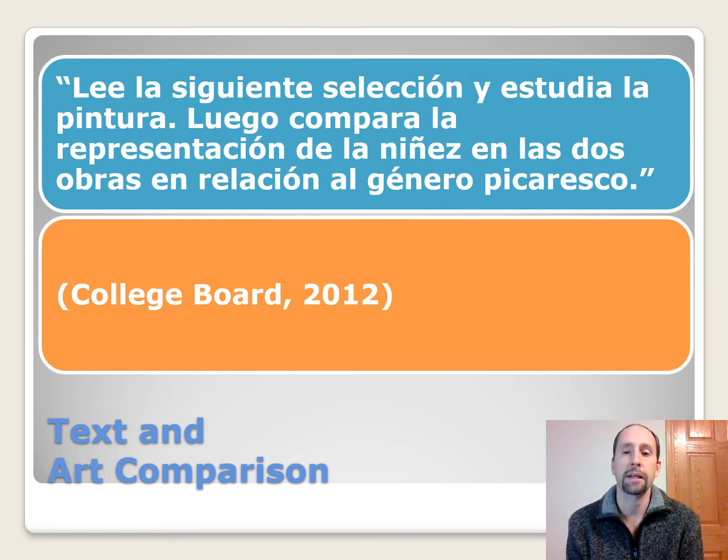All right, so let's take a look here. Lee la siguiente selección y estudia la pintura. Luego compara la representación de la niñez en las dos obras en relación al género picaresco. Okay, so for this text, they've given us a portion of Lazarillo de Tormes, and they're going to tell us the title, and this one's Anónimo. And then we're going to take a look at the artwork next, and then we'll compare this literary genre, the picaresque literary genre, and see how we can do that.